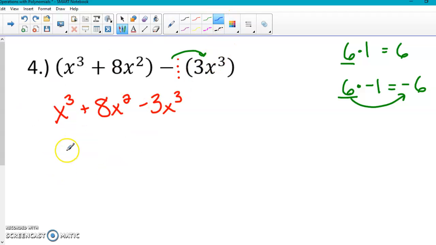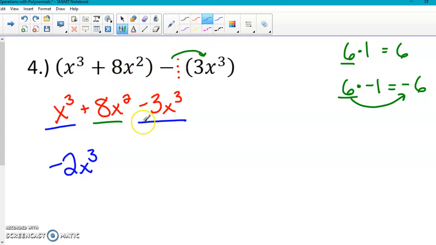So now we just do it like normal, starting with your highest exponent. My highest exponent on this one is a cubed, so a 3. I have 2 of those. So if I've got a 1x cubed minus 3x cubed, that gets me negative 2x cubed. So 1 minus 3.